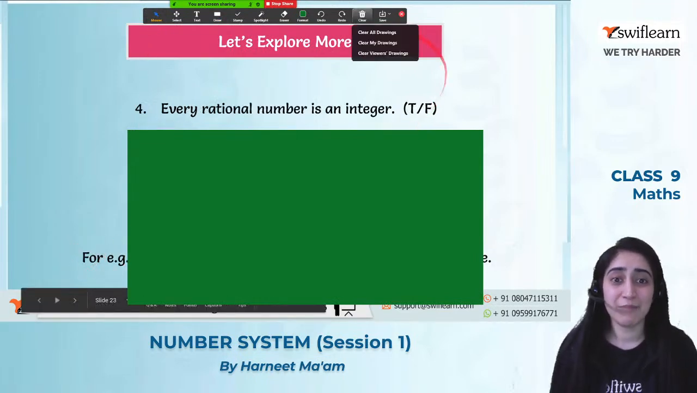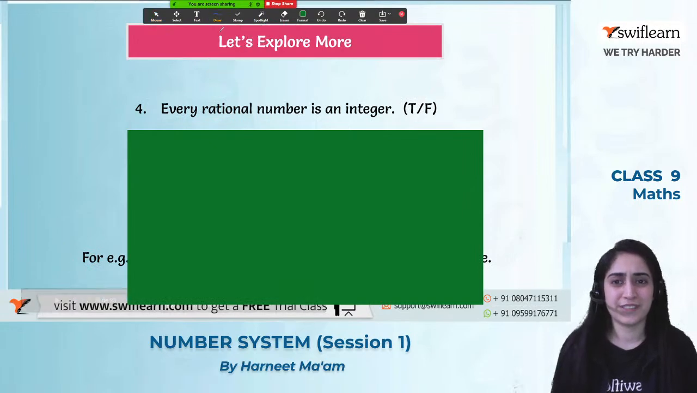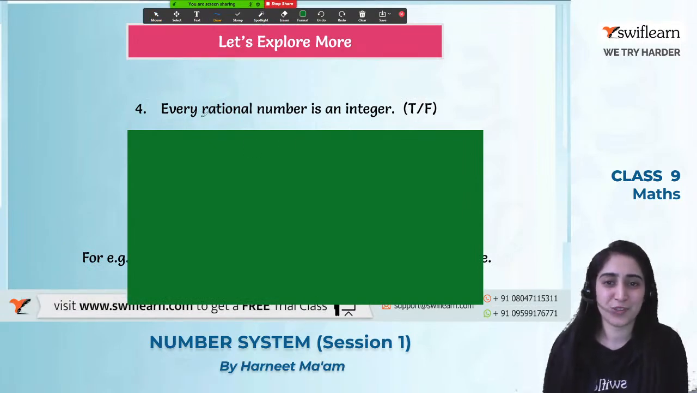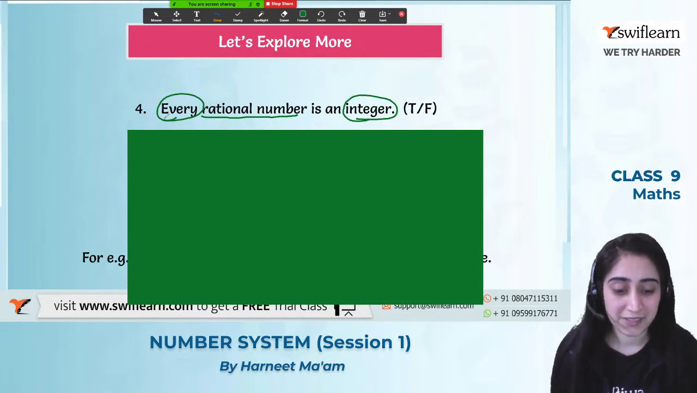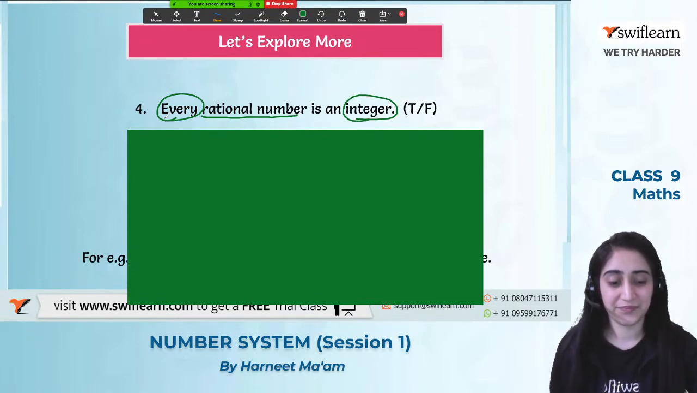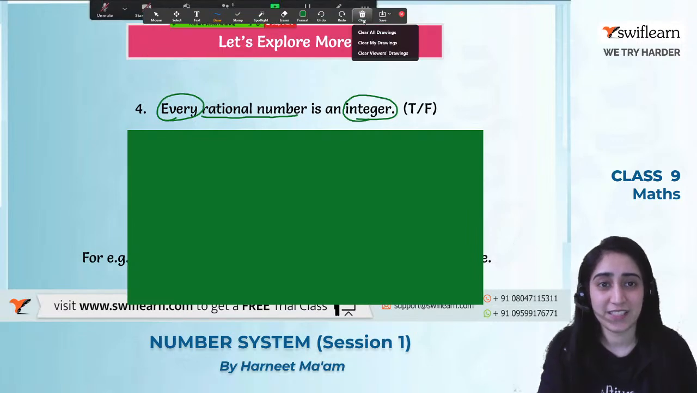So every rational number is an integer. True or false? Now you are able to grasp the concept. Every rational number is an integer. True or false? Quickly, is it true or false? Every rational number is an integer. False. Let's see if it's right or wrong.